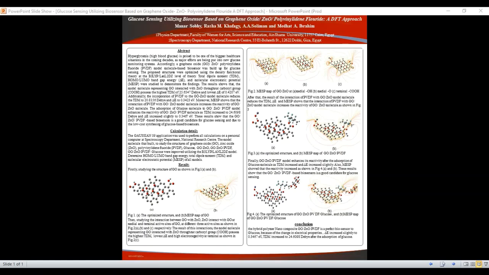Finally, the adsorption of the glucose molecule to the graphene oxide zinc oxide polyvinylidene fluoride model enhances the reactivity of the molecule, as the total dipole moment increases and the HOMO-LUMO band gap energy increases slightly. This result shows that the graphene oxide zinc oxide polyvinylidene fluoride based biosensor is a good candidate for glucose sensing.